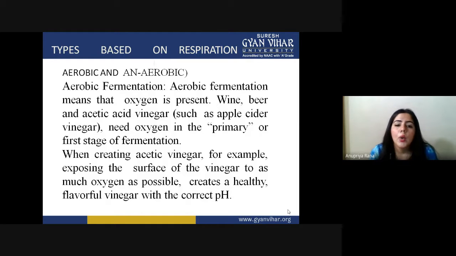stage. When creating acetic vinegar, for example, exposing the surface of the vinegar to as much oxygen as possible creates a healthy flavorful vinegar with the correct pH. So, if we wanted to make a healthy vinegar with the correct pH, then we needed as much oxygen as we can provide for it to be formed.